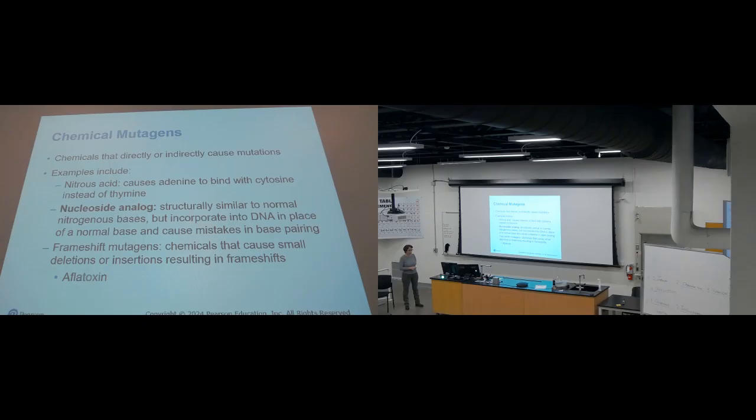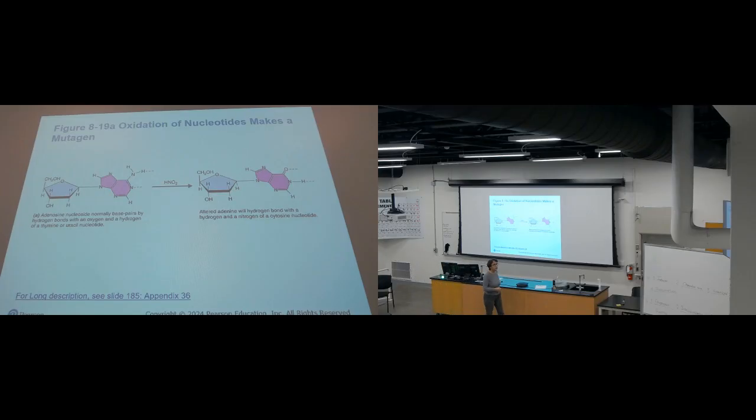Now when it comes to nucleoside analogs, we'll see in the last chapter an example of this, but basically it looks so similar to the normal base that the DNA polymerase can assimilate it, trying to put it into these strands that it's creating, but it will stop the replication of the base pairs.